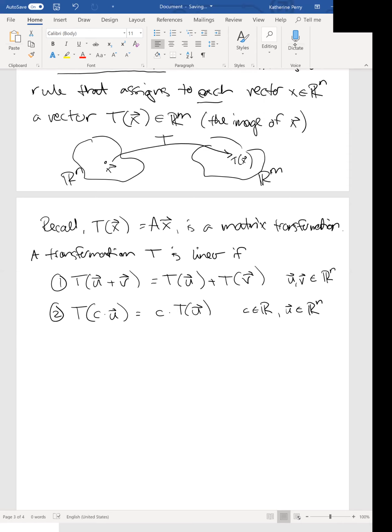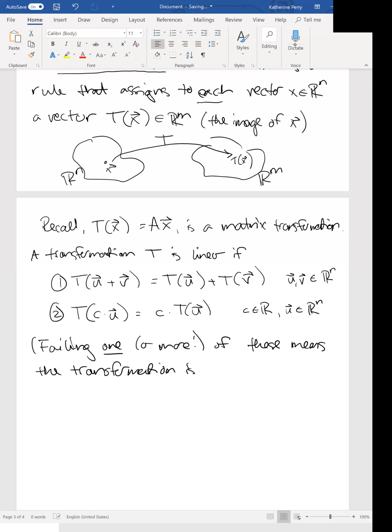And if a transformation fails even just one of these, then we say it's not linear. So if it fails both, it's not linear, but also if it fails just one. So failing one or more of these means the transformation is not linear.